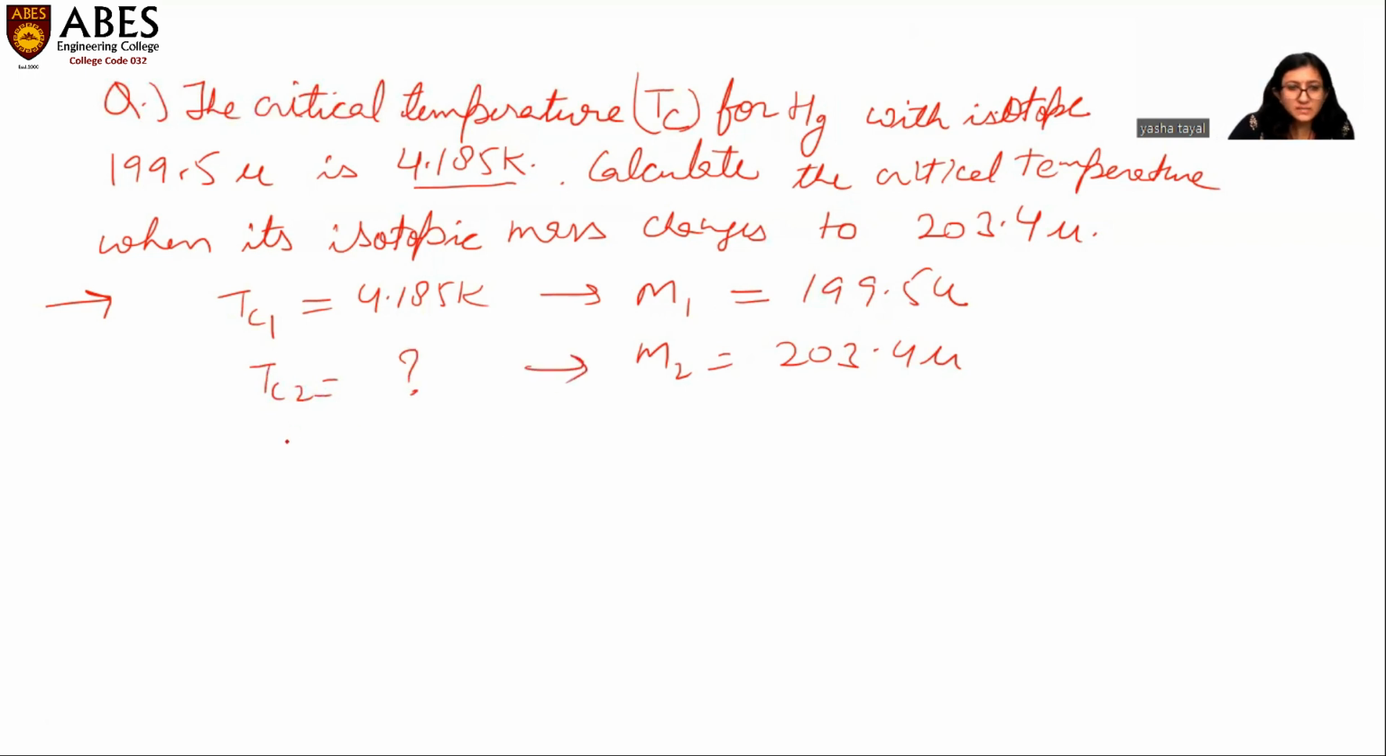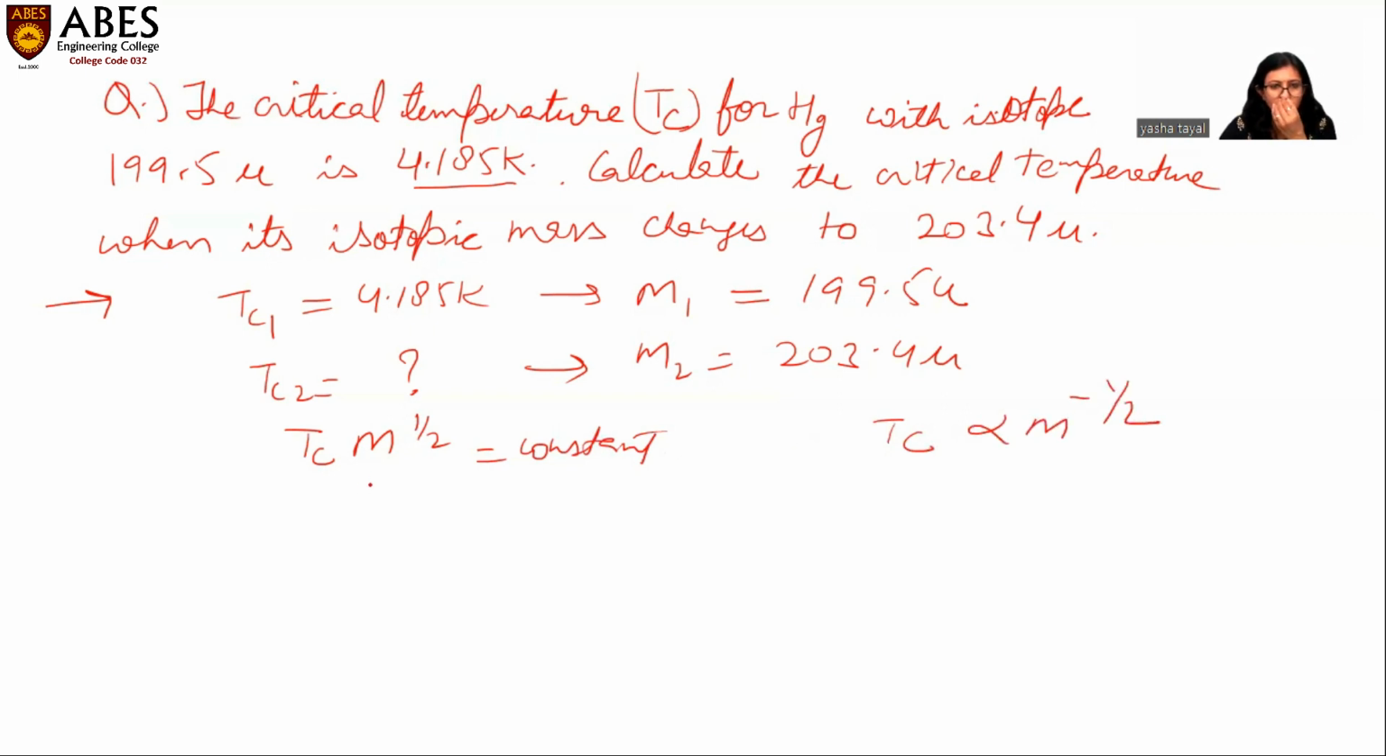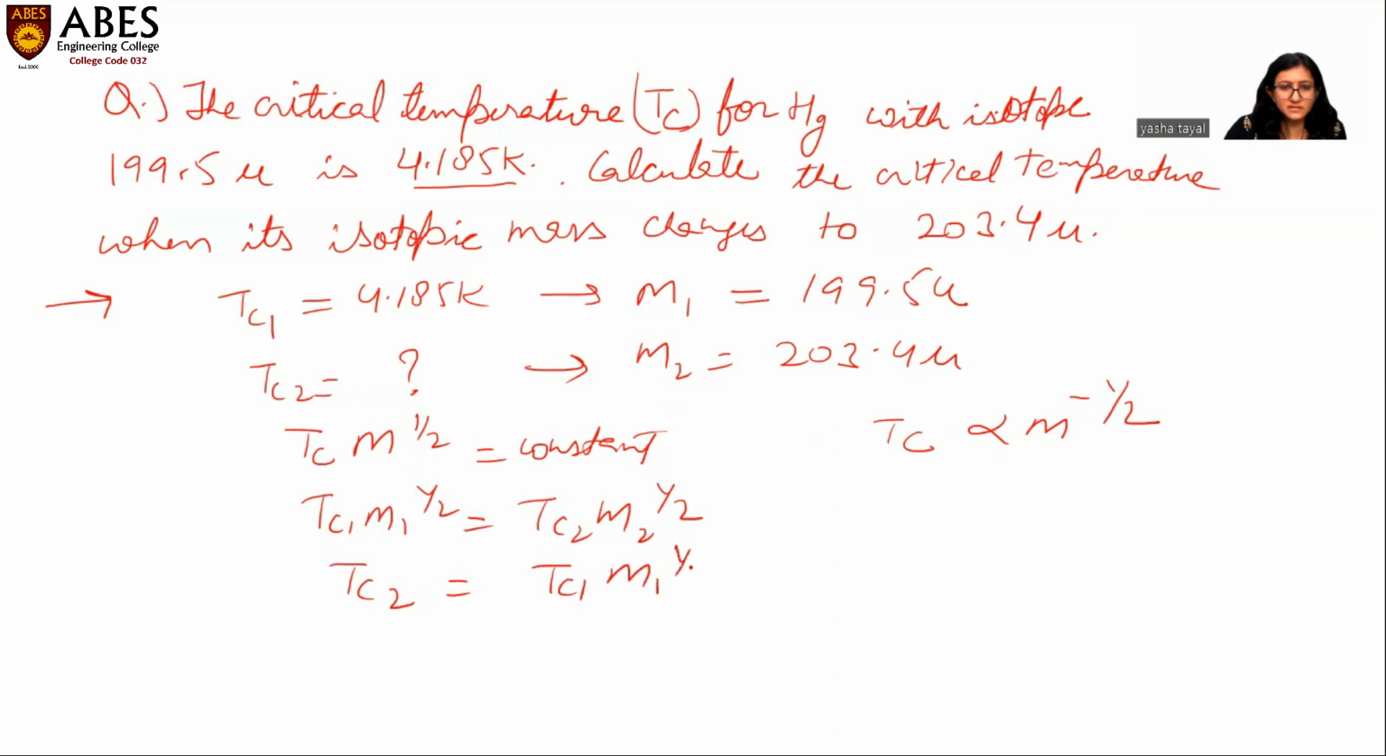As per the isotope effect, we have the formula Tc is proportional to m to the power minus half. So we're going to have this form. Now as we have two series, the formula we're going to use is this one. From here, the Tc2 formula can be written as follows. Substitute the values here.